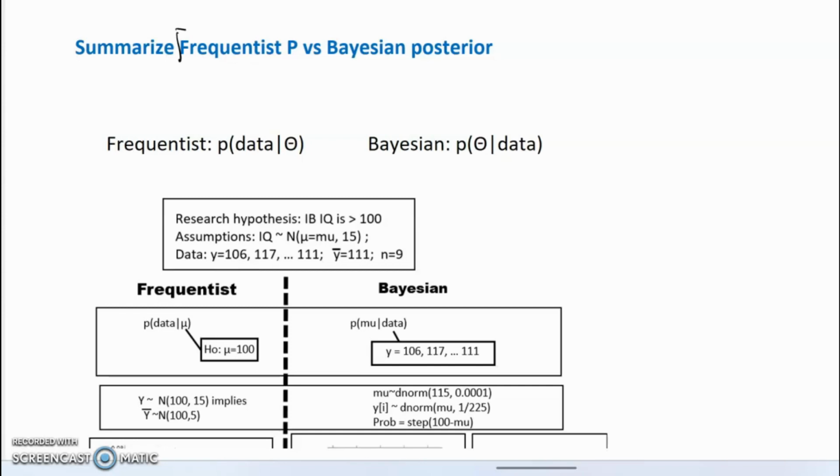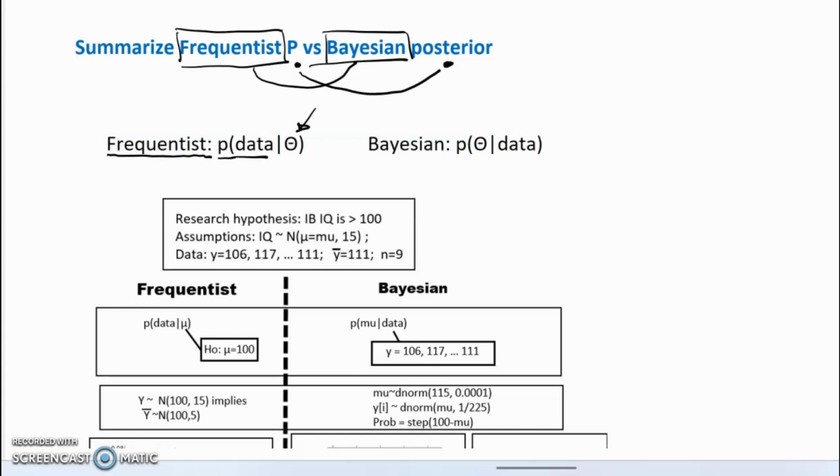So in this video, I'm going to compare the Frequentist P value with Bayesian posterior. And in many ways, this isn't really a comparison between Frequentism and Bayesianism in general, but rather a comparison between p-values and posteriors. Although, having said that, one of the initial comparisons is in fact going to be generalizable, and that is that the Frequentists give us the probability of the data conditional upon the parameters, whereas the Bayesians give us the probability of the parameters conditional upon the data.